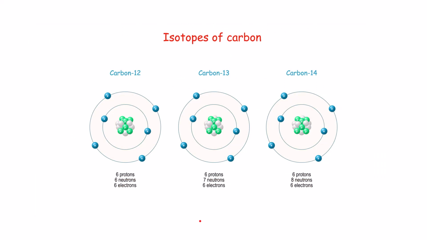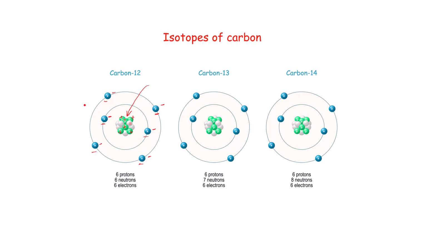Isotopes of carbon. So we said in the first slide that a particular atom has protons and neutrons in the nucleus. We also said that there are electrons in orbitals that surround the nucleus. Those electrons have negative charges. So each one of these electrons would carry a negative charge. Each one of these protons would carry a positive charge. And each one of the neutrons would carry a neutral charge.